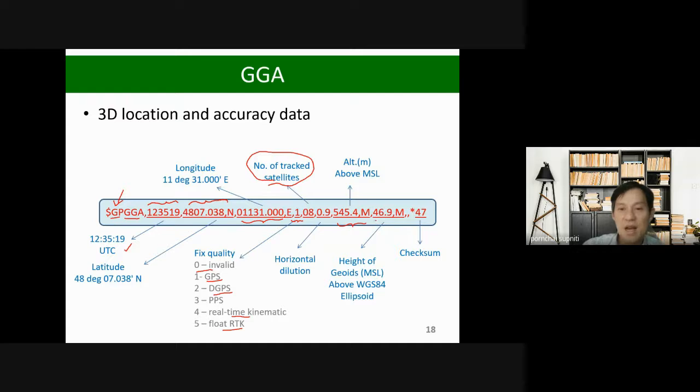Okay, and then also the height of the geoid, which is the height of this surface compared with the idealistic surface above the WGS ellipsoid. Okay, so the ideal reference is based on the Earth being an ellipsoid. But in real life the land is not like an ellipsoid, right? Because it goes up and down depending on where you are in the world. Okay, and then at the end there is a checksum, or CRC, I think.